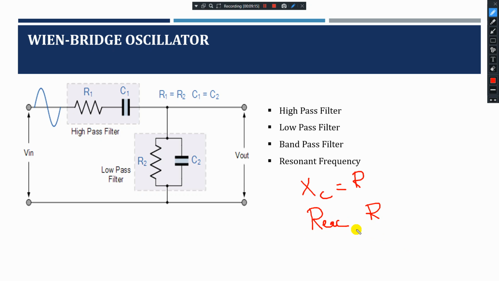What happens then? The phase difference between the input and output phase becomes 0 degree. And coming to the magnitude, the output voltage is therefore at its maximum. The magnitude of the output voltage at its maximum will be equal to 1/3 of the input voltage. So your output will be equal to 1/3 of your input.